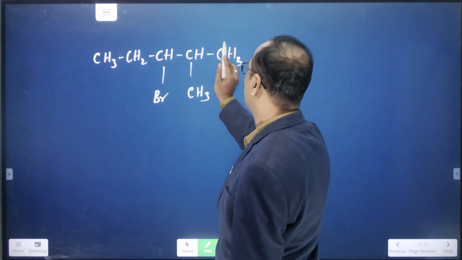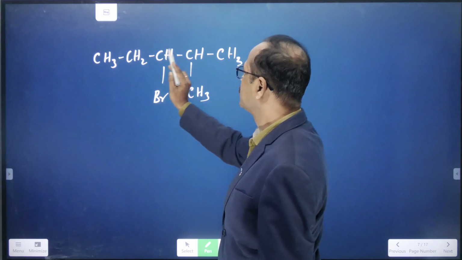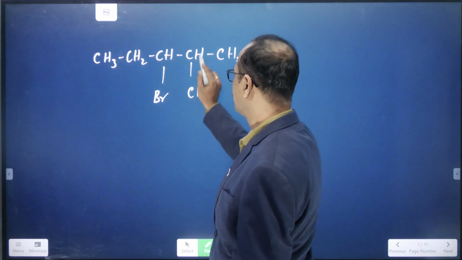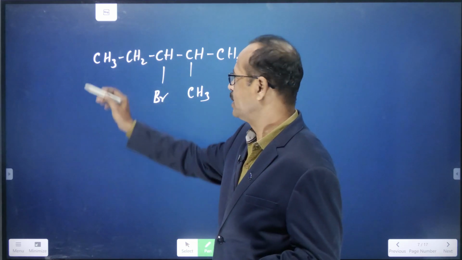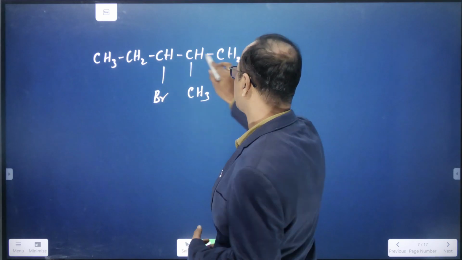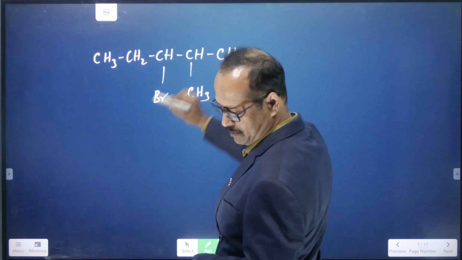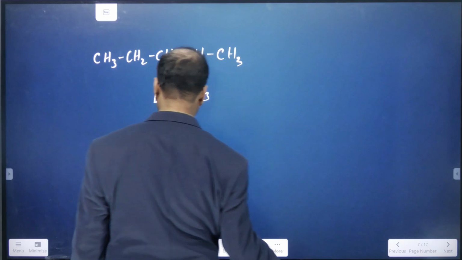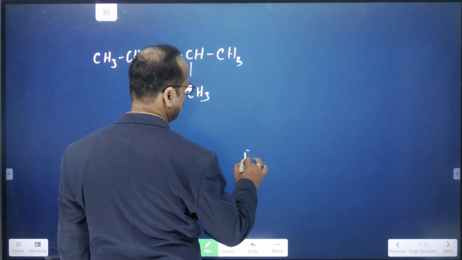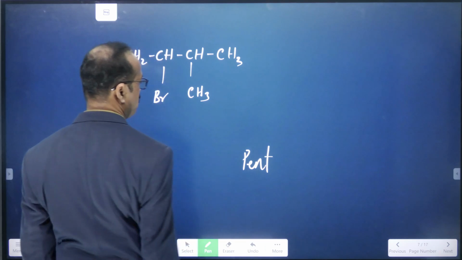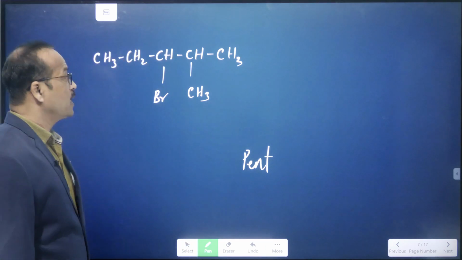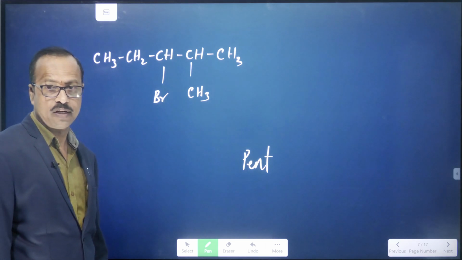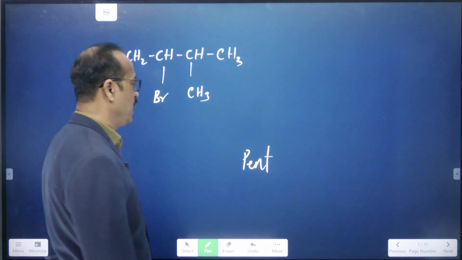So the long chain is what? 1, 2, 3, 4, 5. Any way I count, only 5 is there. So better to take the straight chain: 1, 2, 3, 4, 5. What is the root word for 5? Pent. So I am writing here pent. The root word is pent. Now between the carbons, only single bonds are there, any other bonds? Only single bonds. So then what is our primary suffix? Ane.